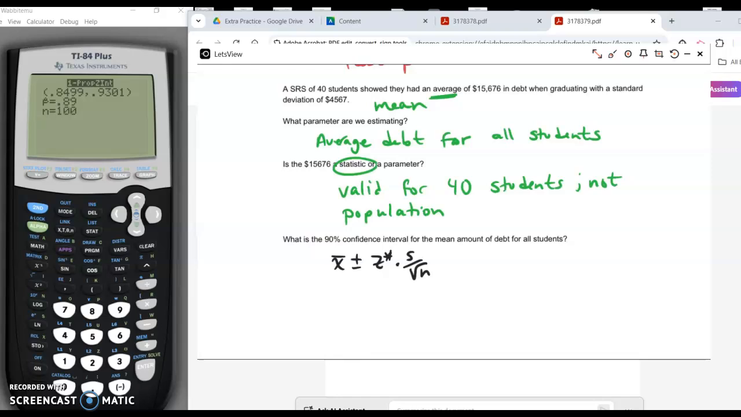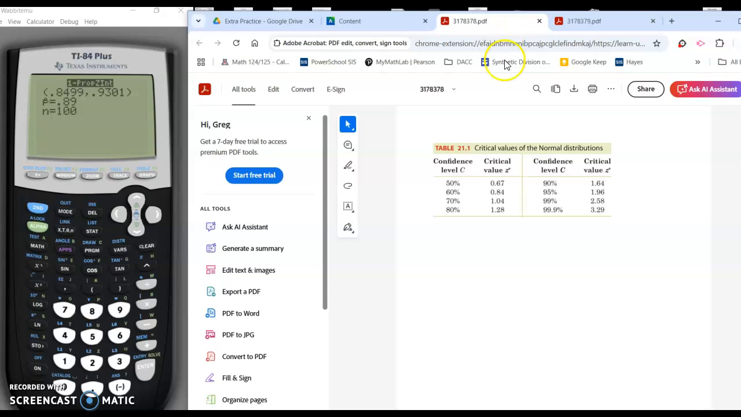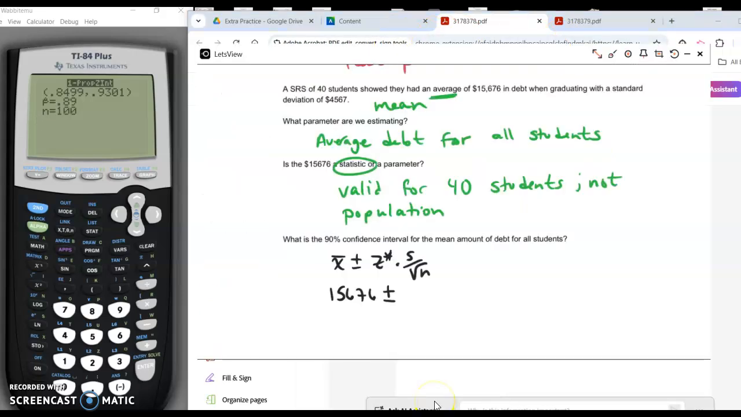Now the X bar is the sample mean, so in our problem it's 15,676. Z star is the same thing, but it's for a 90% in this case, so if you can see here it's 1.64. S is my standard deviation, which in this case is 4,567. And my sample size N is 40. So S is the standard deviation, N is the number in your sample, and Z is from the chart.